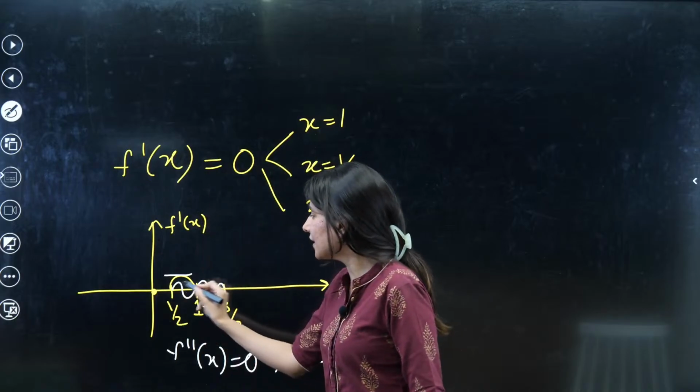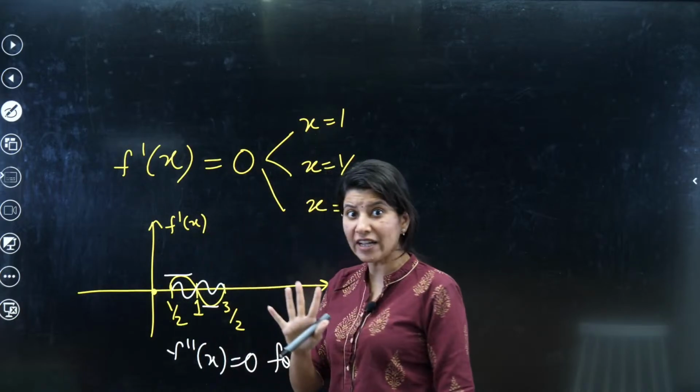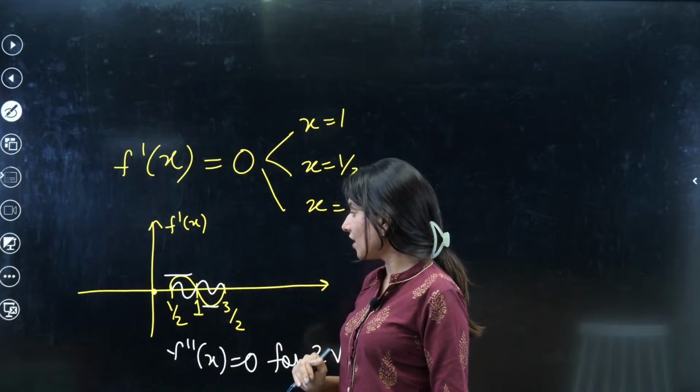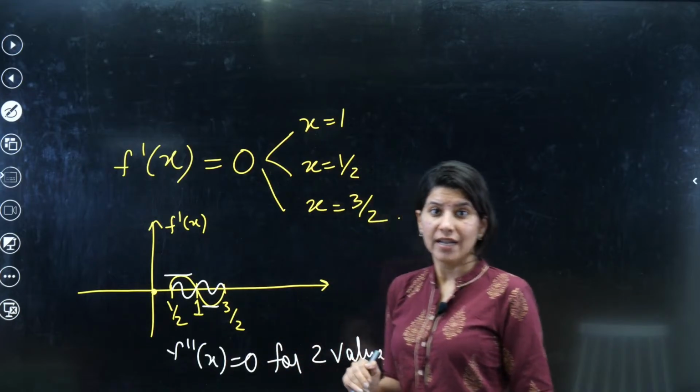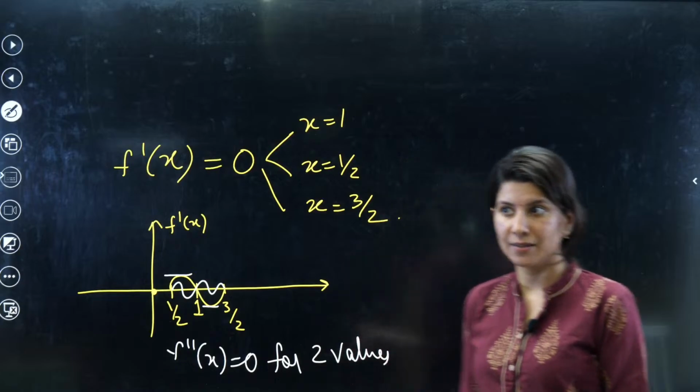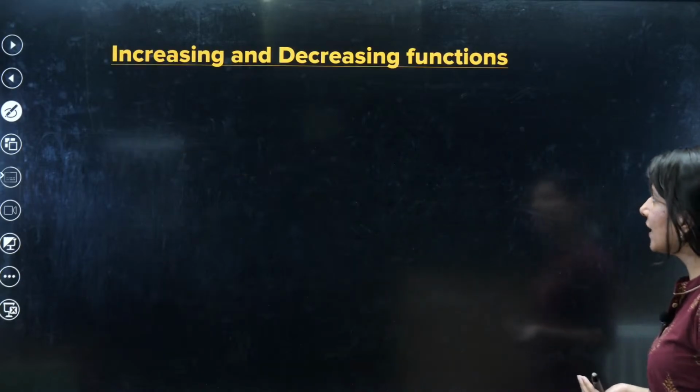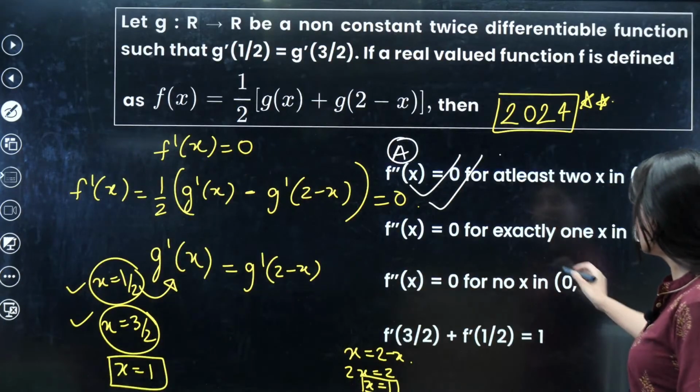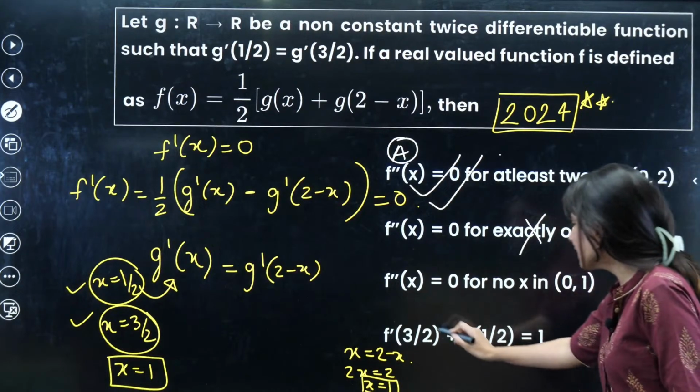It can happen that there are 1, 2, 3, 4, 5 roots of f double dash. That's why we talk about at least. I hope that this is clear. So that's why we are not talking about exactly. And this is anyway wrong.